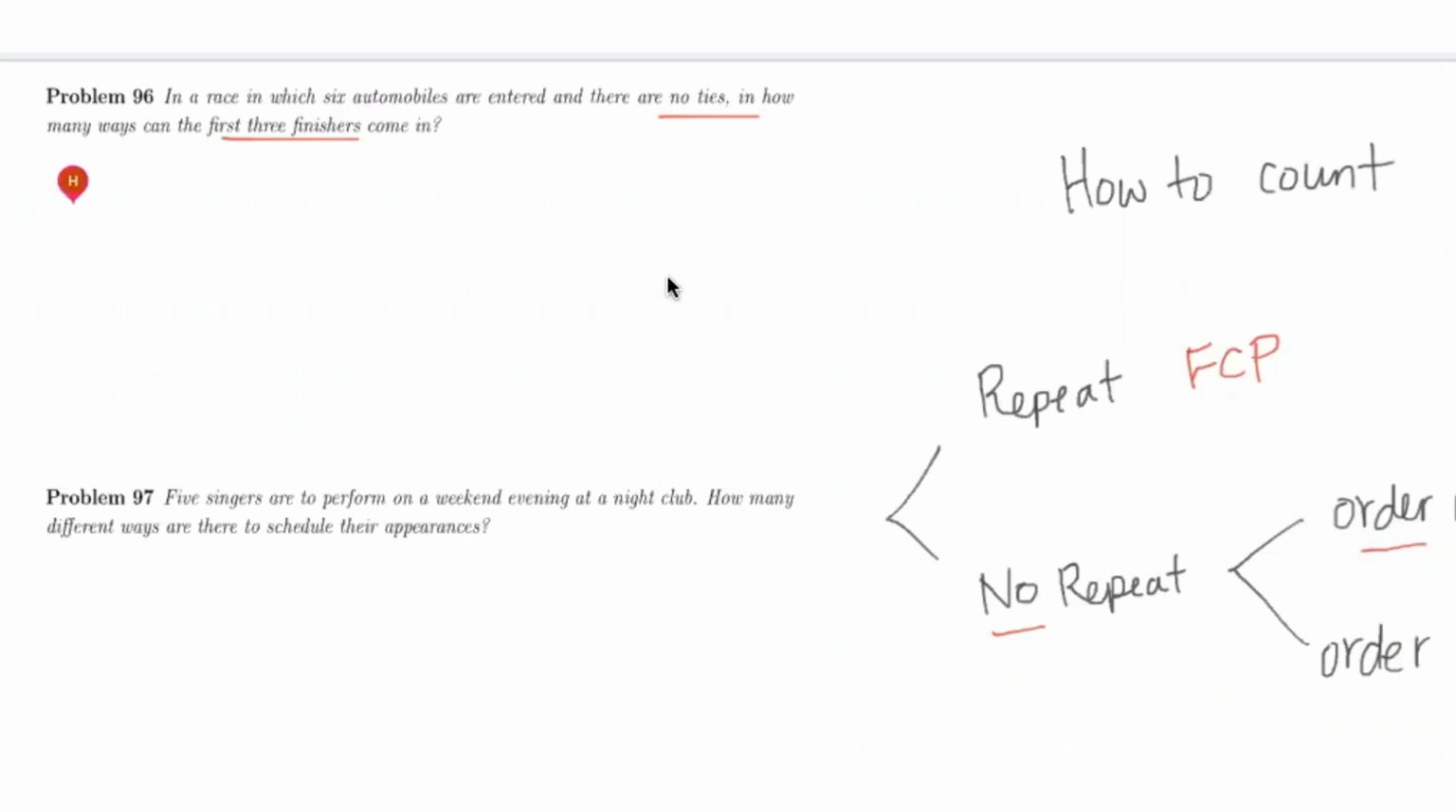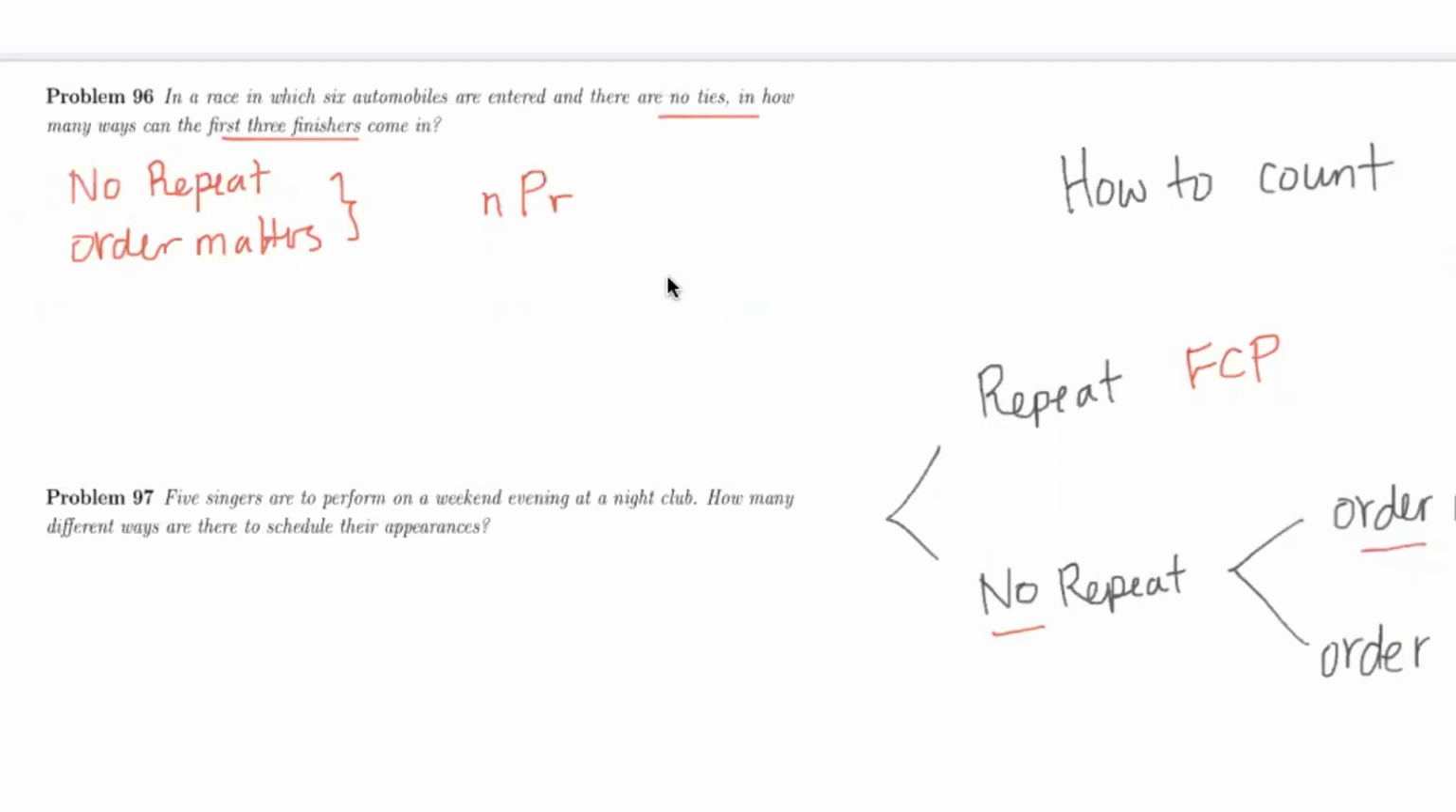Does order matter? Order does matter because it's a race. Okay. Order matters, so it's MPR. Now we need 120. How do you get 120? You have the first 3 spots, first, second, third. Because there are 6 automobiles, if repetition were allowed, it would be 6, 6, 6 for the spots. But there is no repetition, so it's 6, 5, 4, and then you multiply 6, 5, 4 together.